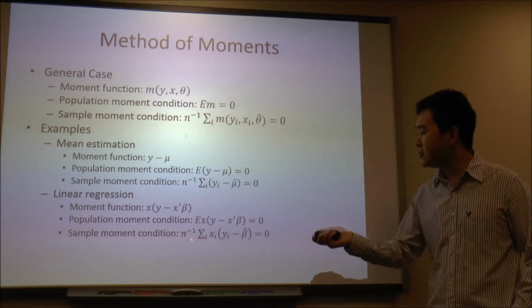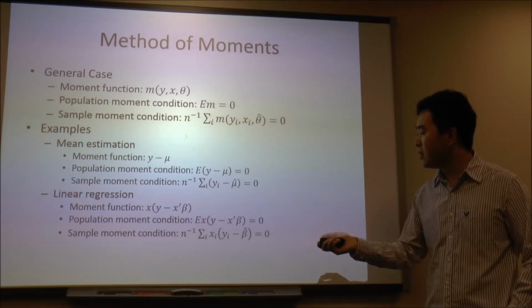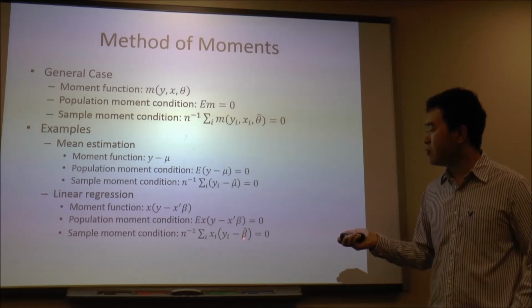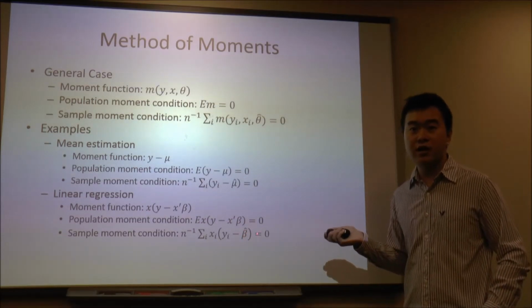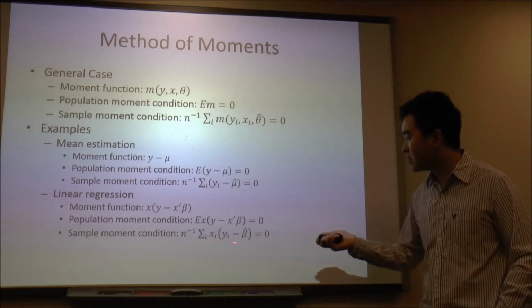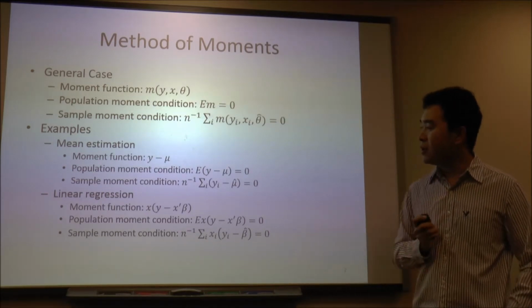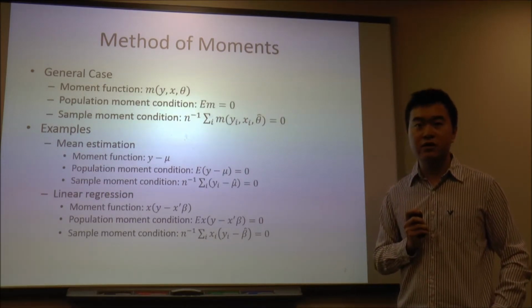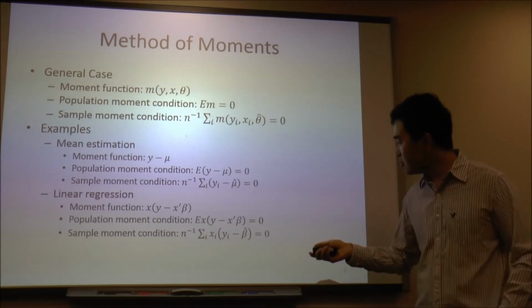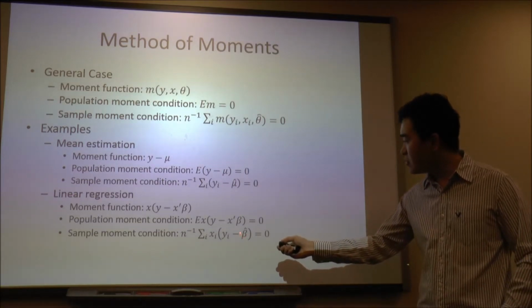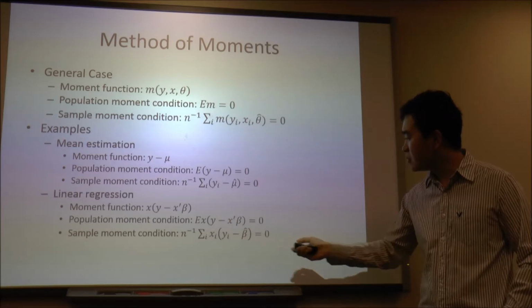So the population moment is the expected value of this moment function equal to 0. We use the survey data, and we know that when beta is at the true value, the expected value of this moment function is 0. And there's a typo here. There should be x prime times beta here.